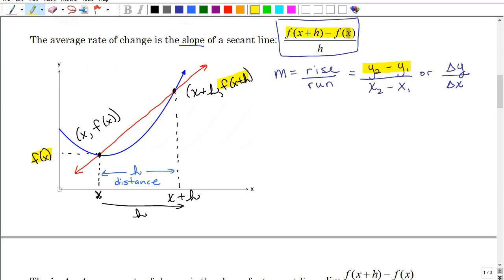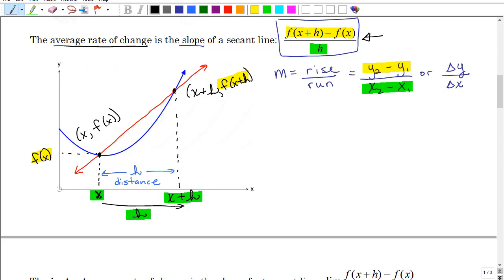And that's how we get that numerator divided by the difference in the x values. Well, that's the distance between the x's. In fact, if I were to take x plus h and subtract x, I would only be left with h. So the slope of a secant line is given by this formula. Another way to say it is that it's the average rate of change.